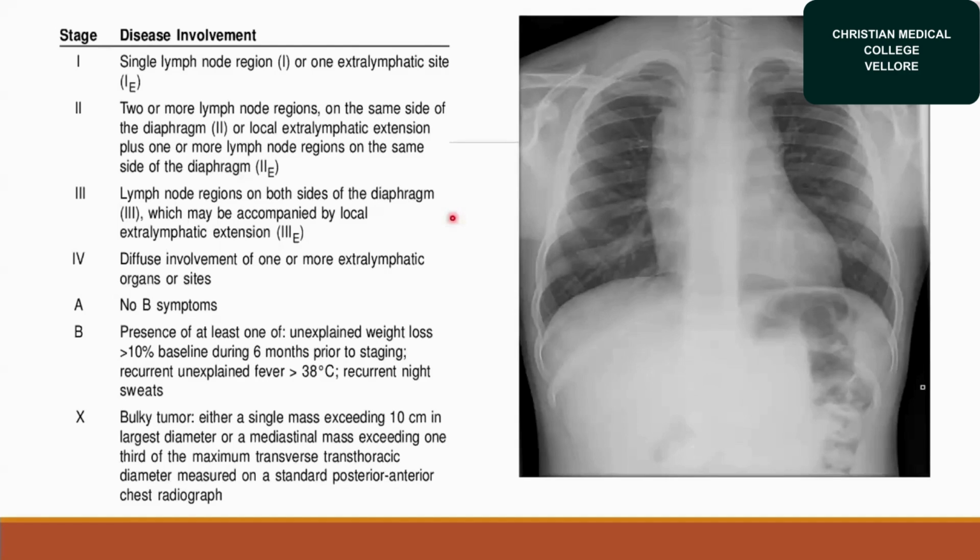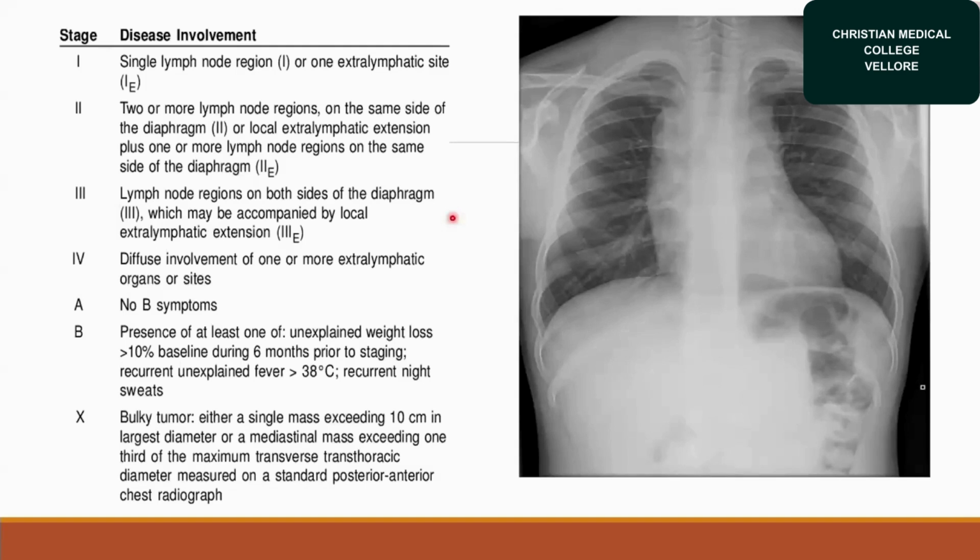So the other annotation that we commonly see is a bulky tumor. So that is annotated as X, and it is a single mass which exceeds 10 centimeters in the largest diameter, or a mediastinal mass which exceeds 1/3 of the maximum transverse transthoracic diameter. That is counted as bulky tumor. So it is not of as much relevance as in adult Hodgkin lymphoma. However, it is good to know. We'll come to the relevance later. So one peculiarity about pediatric Hodgkin lymphoma is isolated abdominal disease is a little uncommon.